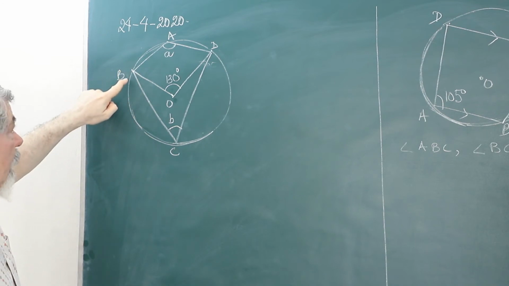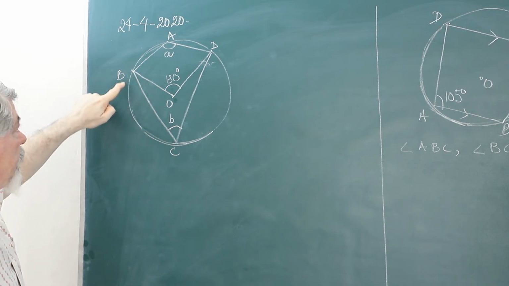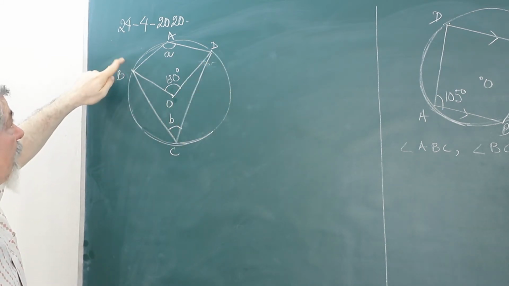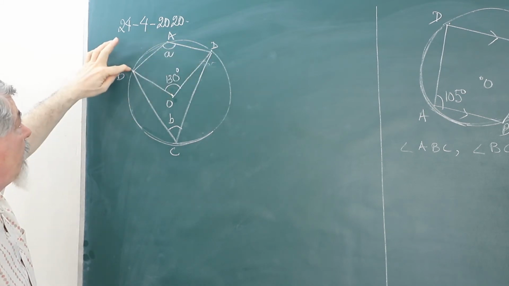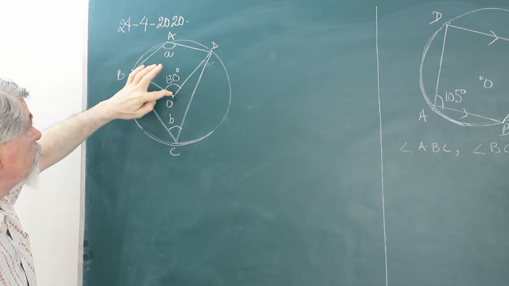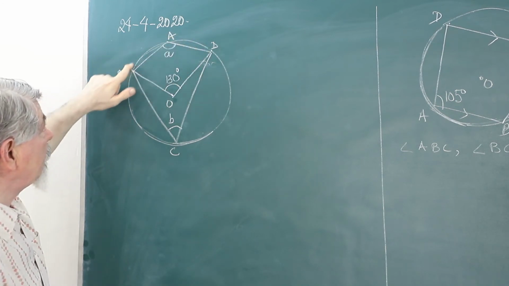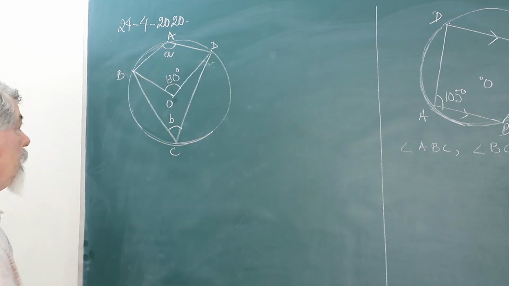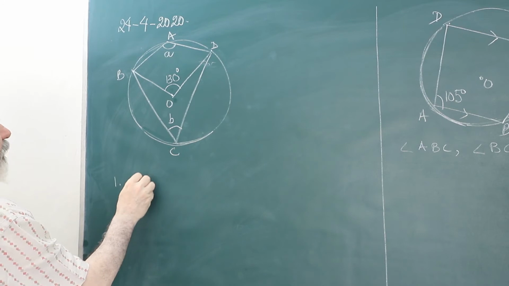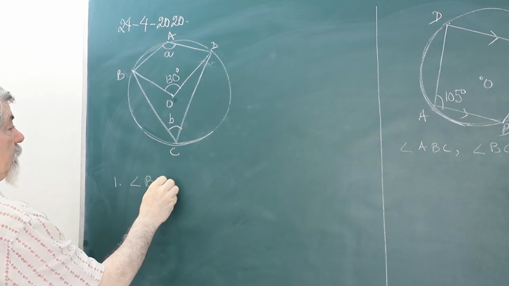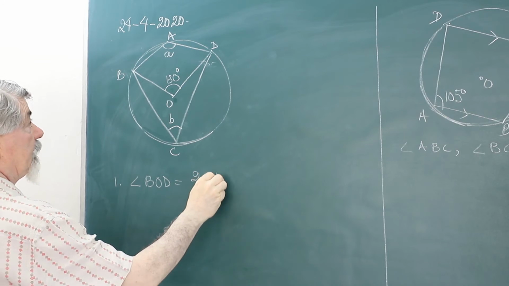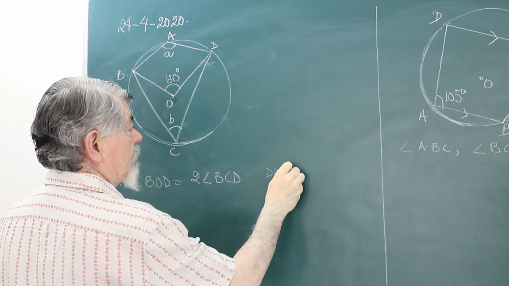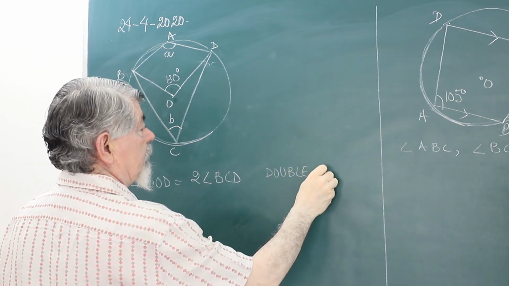So this arc BAD subtends angle BOD at the center, and the arc BAD subtends angle BCD at the circumference. So angle BOD is double the angle BCD. Double angle property.